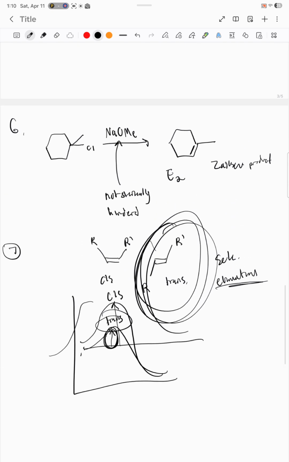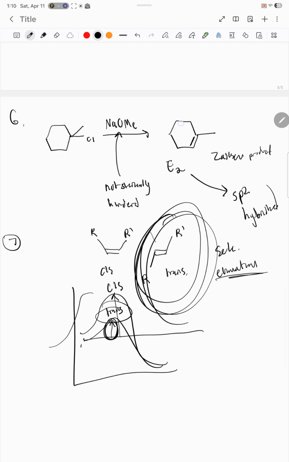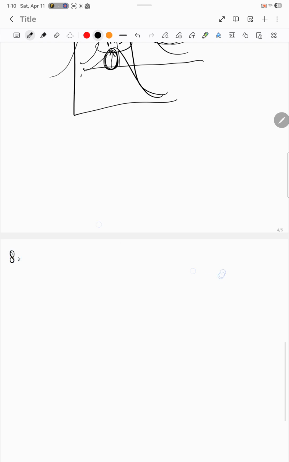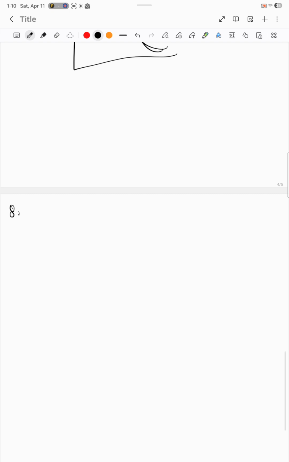Note that E2 can only occur on sp2 hybridized. Okay, lecture 8. What makes E2 special and unique? We just answered that. Elimination happens on sp2 hybridized or vinylic halides. That was a brief overview of chapter 7, and now we will go on to chapter 9. Chapter 9.